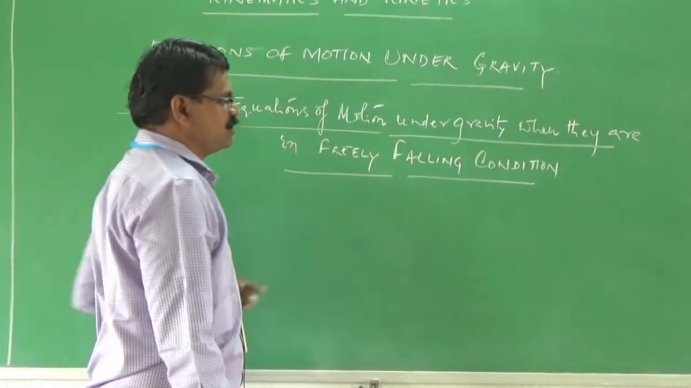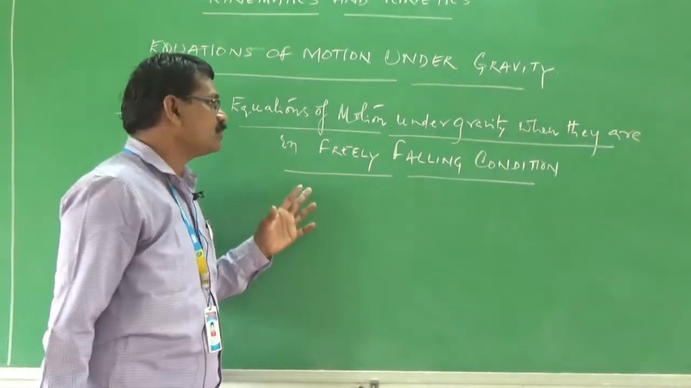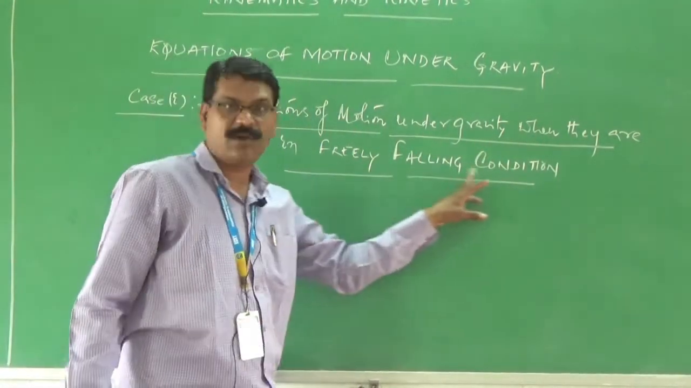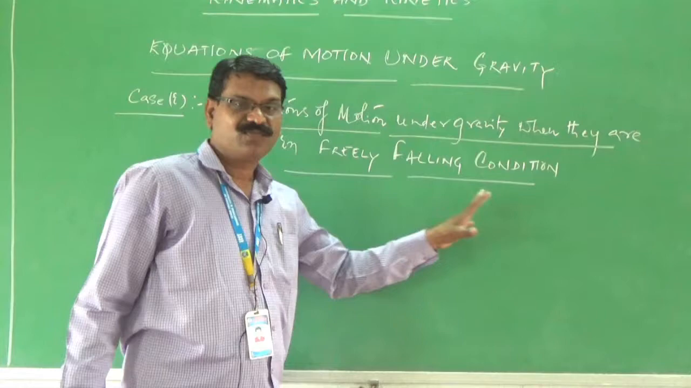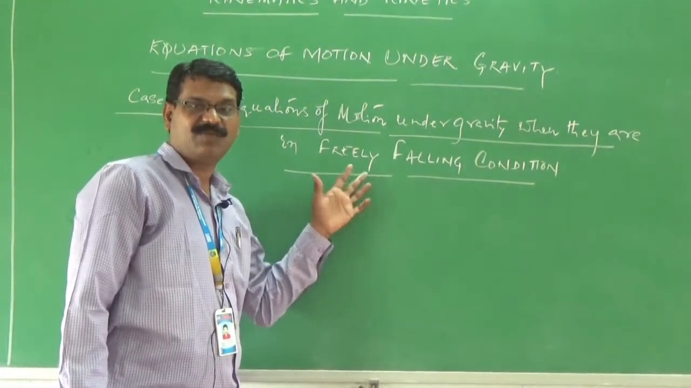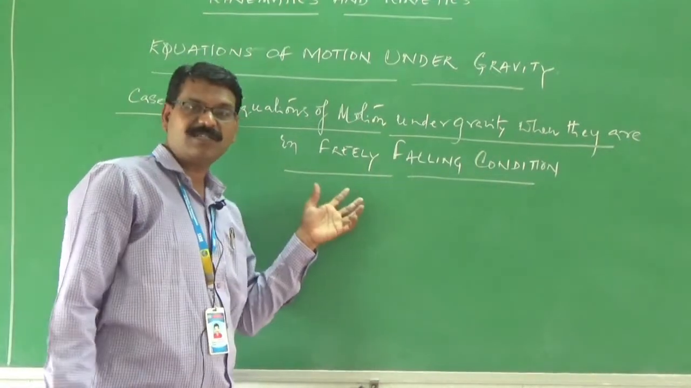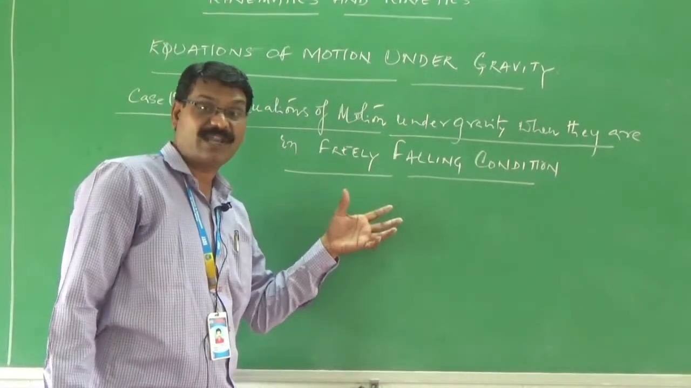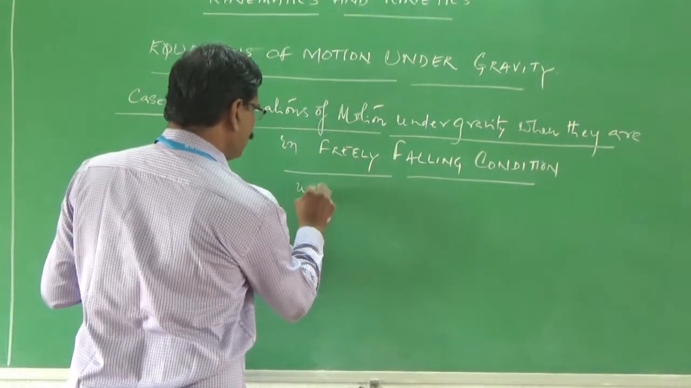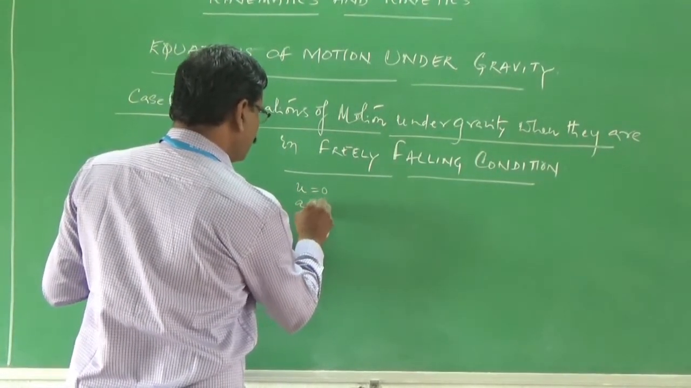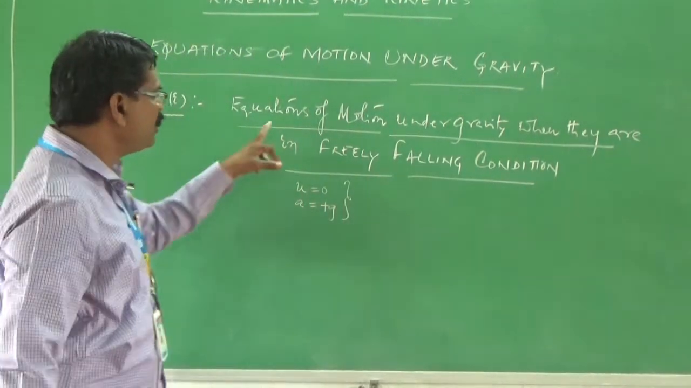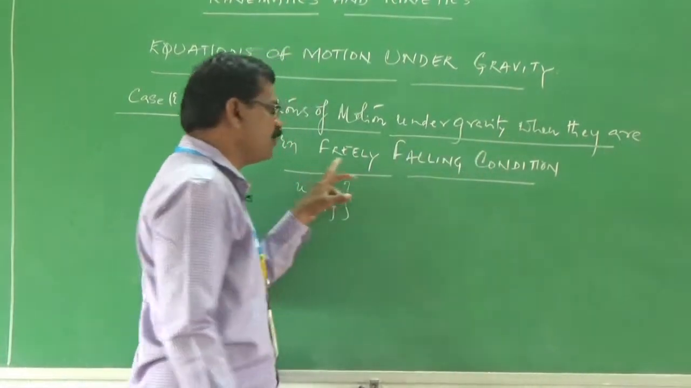What are the changes that we require to construct the equations of motion under gravity in freely falling condition? Whenever a body is ready to fall from a certain height, its initial velocity becomes 0 and its acceleration due to gravity is in the positive direction. So, the initial velocity u is equal to 0 and my acceleration a is equal to plus g. These two apply to equations of motion under gravity in freely falling condition.